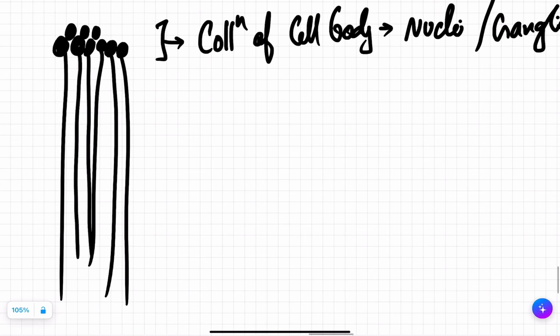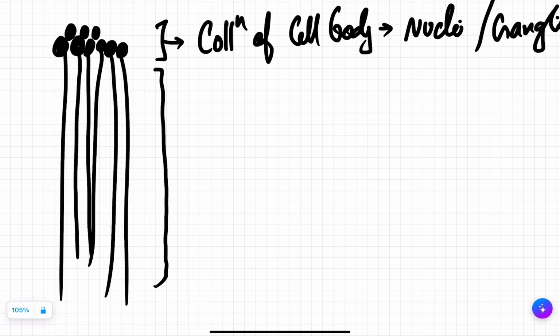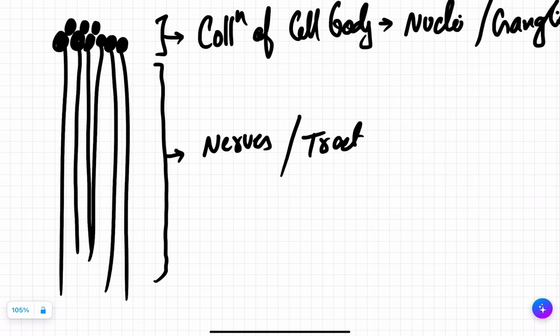Collection of cell body. But if we talk about the collection of axons, then this is known as nerves in case of peripheral nervous system. For example, cranial nerves, your spinal nerves. But if that is central nervous system, that is known as tracts. For example, dorsal column tracts, spinocerebellar tract, tectospinal tract, reticulospinal tract, many. Got it? So now I think you have this understanding what is tract and what is neuron.